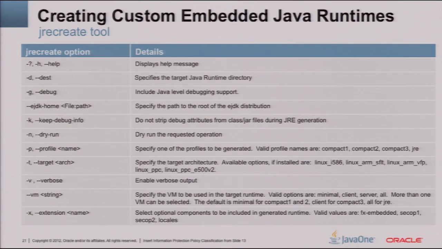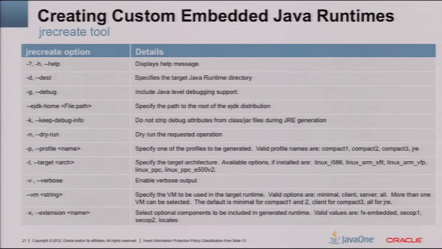-P or -profile, this is how you tell it which profile you're interested in. The target architecture is for a future. If we want to bundle all the ARMs into a single package, we would have Linux ARM, soft float, VFP. You will be able to pick which architecture you're going to target.